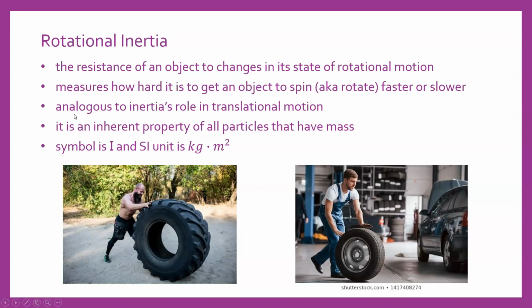Rotational inertia is analogous to inertia's role in translational motion. And just like inertia, rotational inertia is an inherent property of all particles that have mass. That means every particle, every object that has mass has rotational inertia. The symbol for rotational inertia is capital I, and the SI units are kilograms times meters squared.